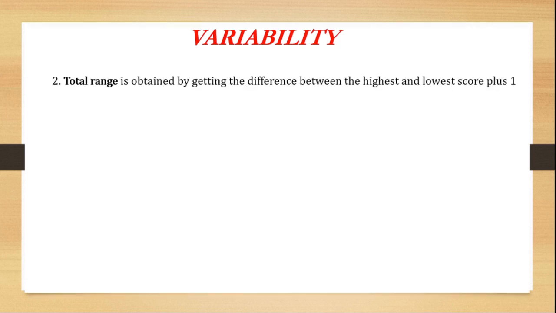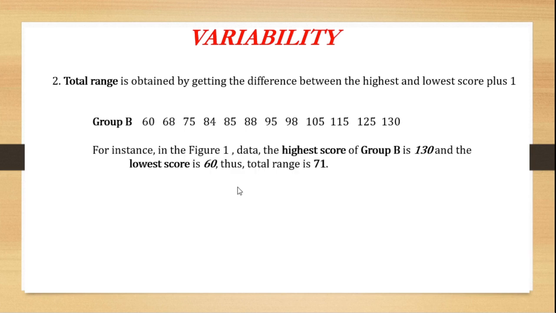Total range is obtained by getting the difference between the highest and the lowest score plus 1. Suppose we have now the data for group B. In the Figure 1 data, the highest score of group B is 130 and the lowest score is 60. Thus, the total range is 71. Why?